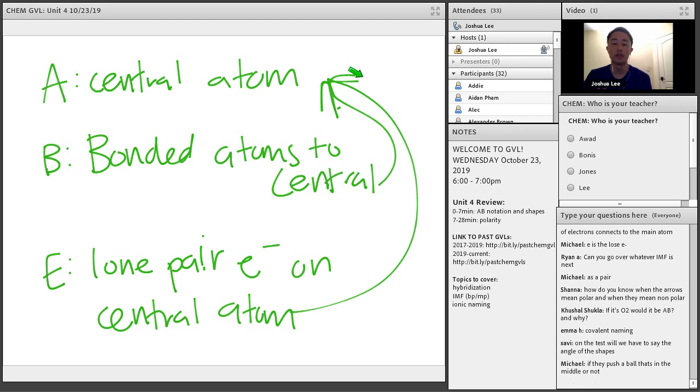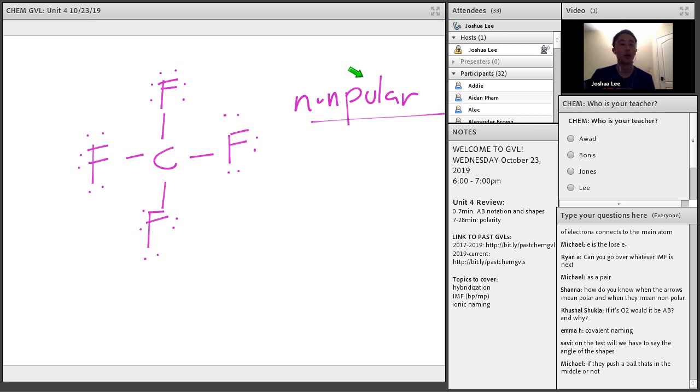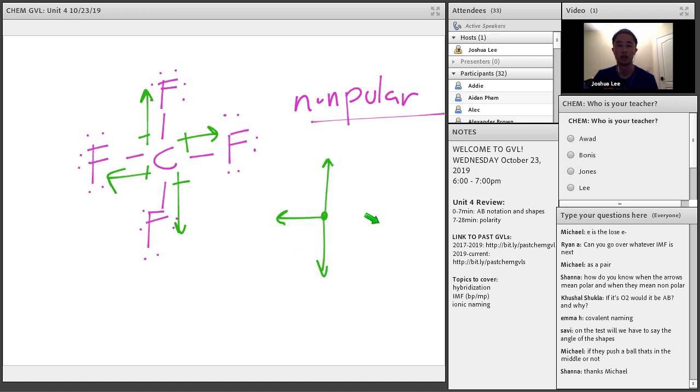So when you figure out the arrows, it's not saying one arrow is polar, one arrow is non-polar. You have to look at the overall arrow. So for this one, all the arrows would point out because fluorine is more negative. So then you have to look at all the arrows together. We have an arrow pointing up, an arrow pointing down, an arrow pointing this way, and an arrow pointing this way. So all together, they cancel out.